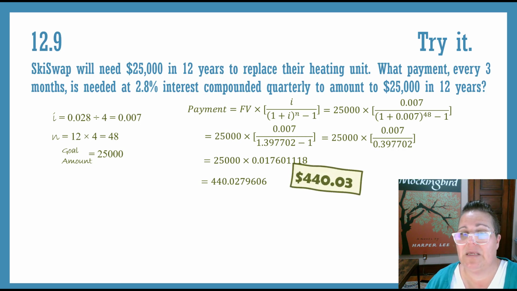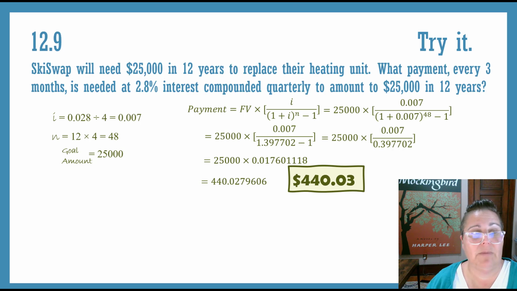So what does this mean? This means that every 3 months for the next 12 years, Ski Swap, whatever that is, needs to be able to put away $440.03.